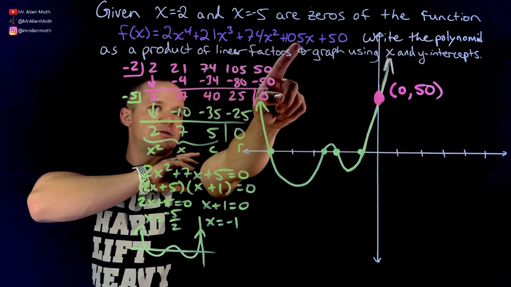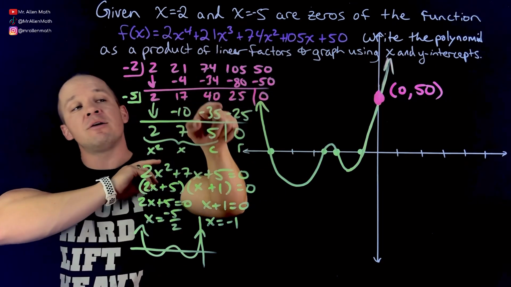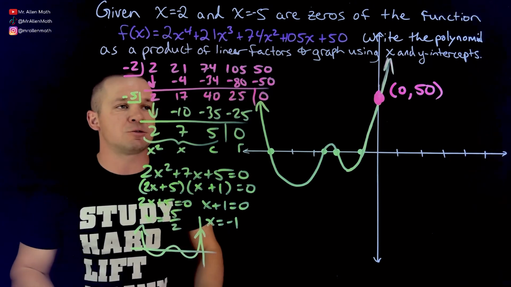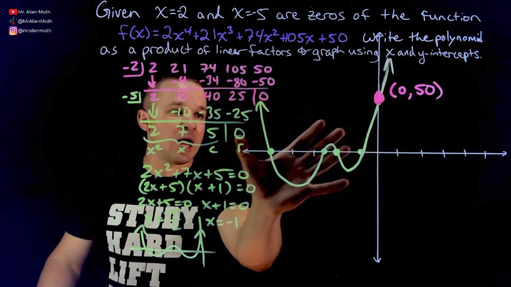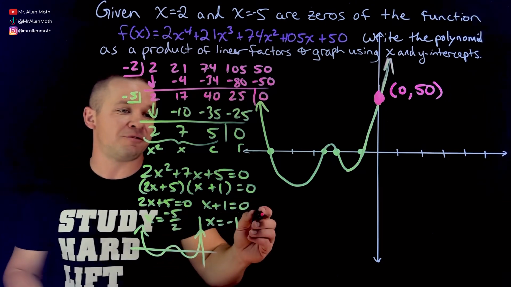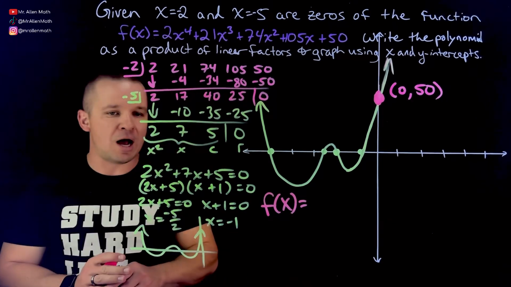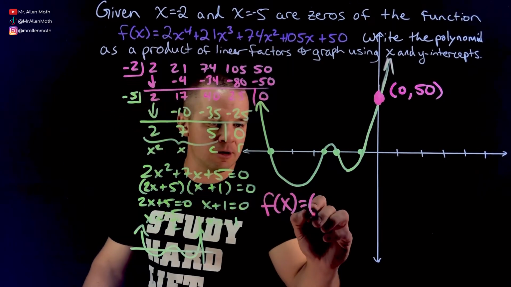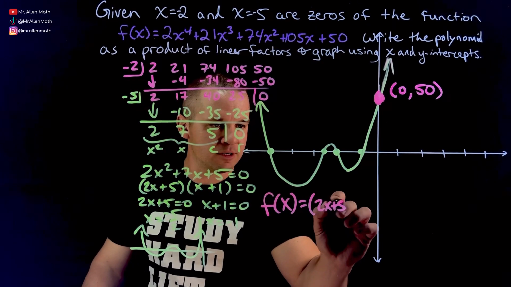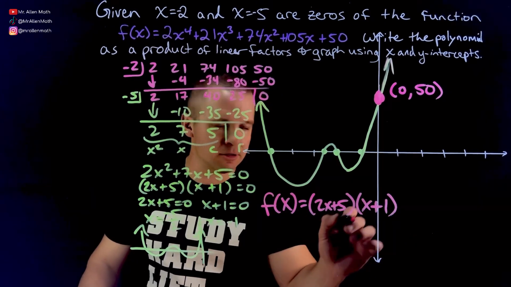Given these zeros of the function, f of x, the polynomial is a product of linear factors, and graph using the x and y intercepts. We graphed it using our x and giant y-intercept. Now we got to write it as a product of linear factors. So I would have f of x equals, well, I've got two of the factors here, 2x plus 5, x plus 1. But what are my other factors?